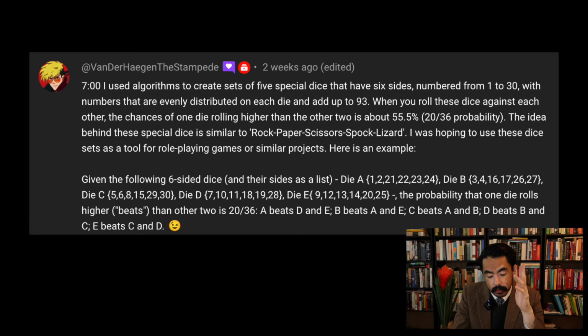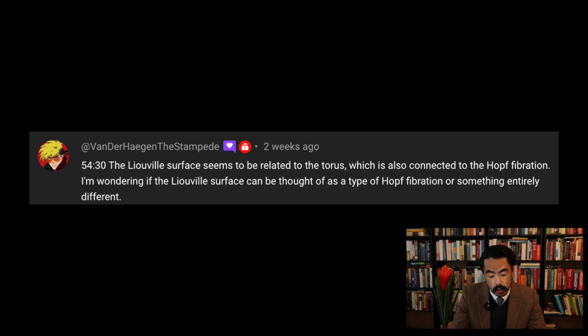We go on here. We have this example of using algorithms to implement simulation of a special kind of dice or die for a role-playing game or similar project. I feel like this is kind of along the lines of Dungeons and Dragons, which honestly, I am not a board game guy. I am not a Dungeons and Dragons guy, but I'm all for programming that involves a lot of math on the back end. So I'm all for it. And we've got the Liouville surface seems to be related to the torus, which is also connected to the Hopf fibration.